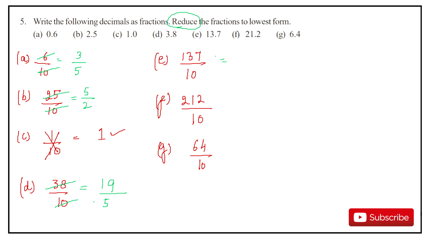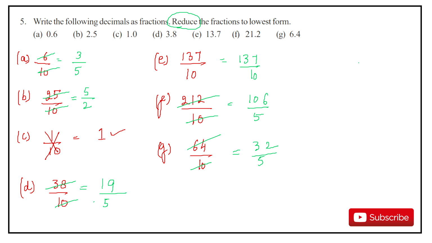Coming to the F part, 212. So it is 2 5s are 10 and 106. Again here 2 5s are 10 and 2 3s are 6, 2 2s are 4. Right? Is it clear? Okay, I hope everybody is clear till here.